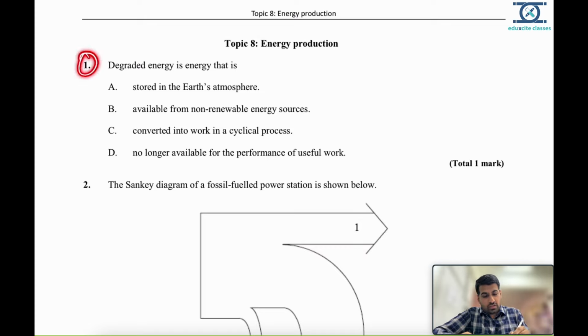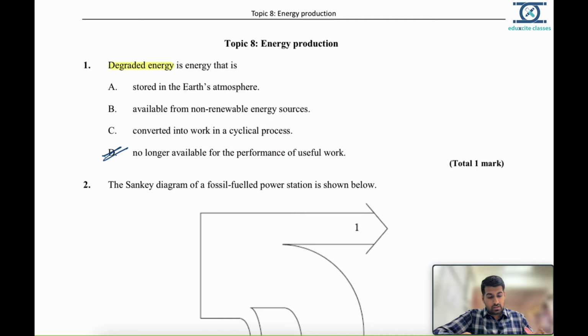So question number 1, the degraded energy is the energy that is A, stored in the Earth's atmosphere, available from non-renewable energy resources, converted into work in a cyclical process, or no longer available for the performance of useful work. Now we know that degraded energy stands for that which cannot be used for a useful output. So that will be no longer available for the performance of useful work.